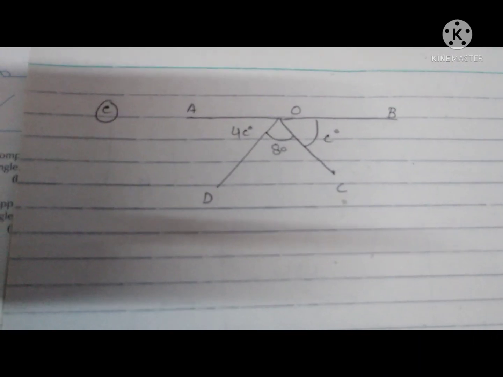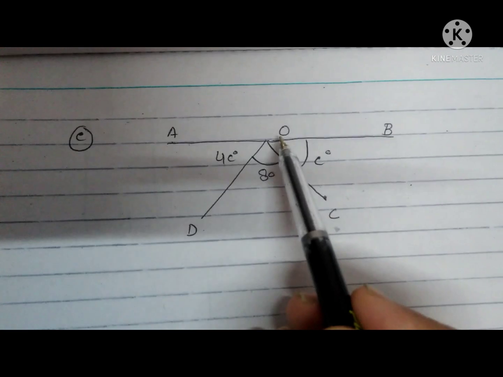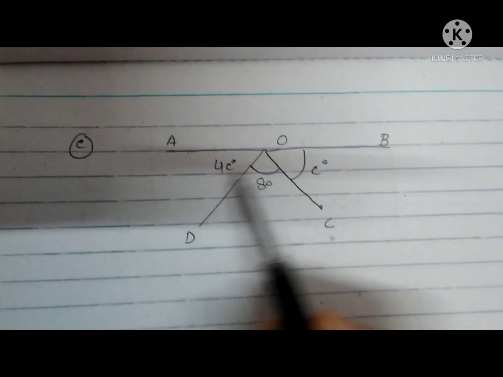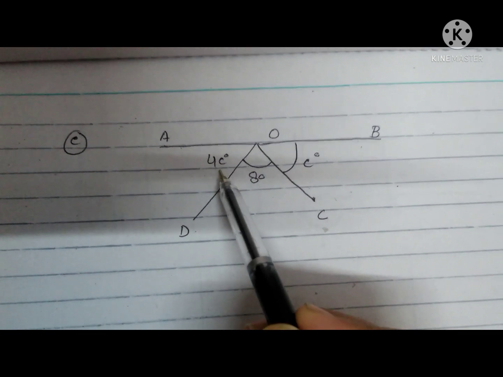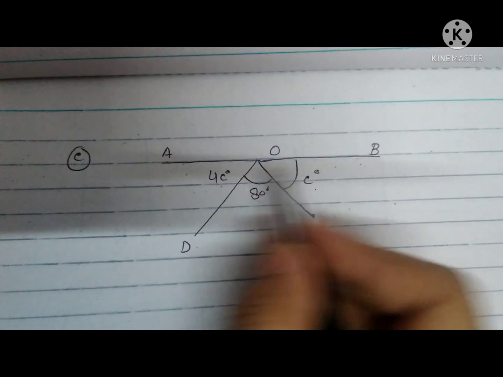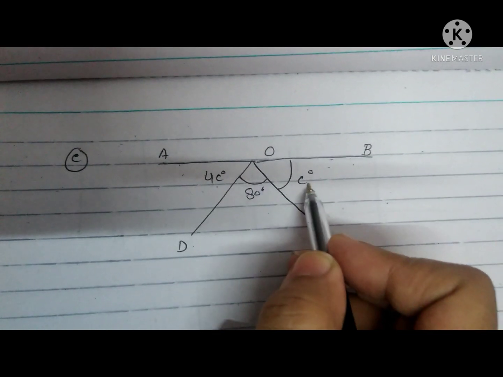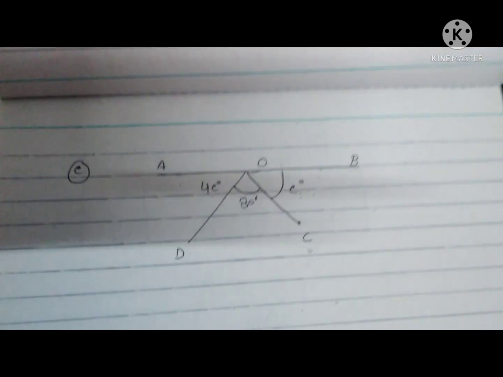So now we are finding the next, the similar question number 5. In this part there is again a line AOB, and on this straight line we have the angles 4C degrees, 80 degrees and C degrees. Due to the straight line we can add them and equate them to 180 degrees to make an equation.